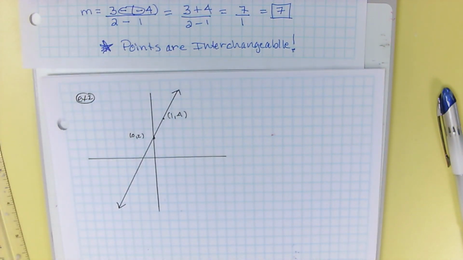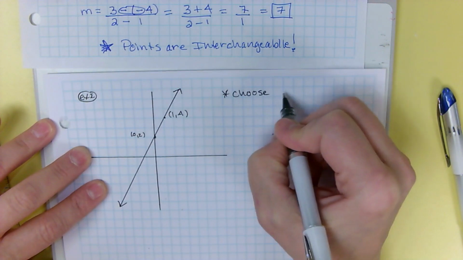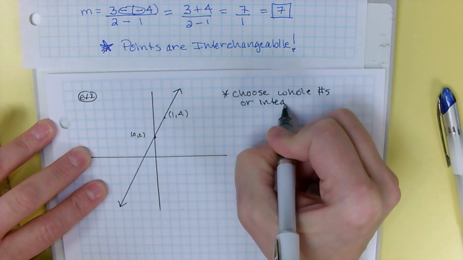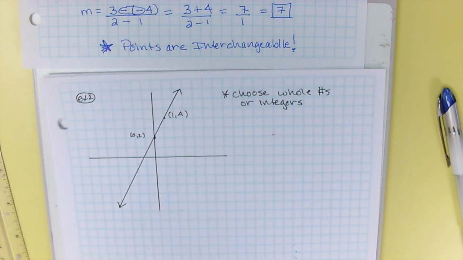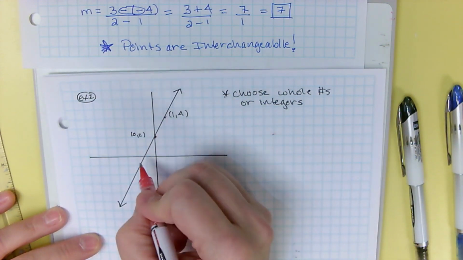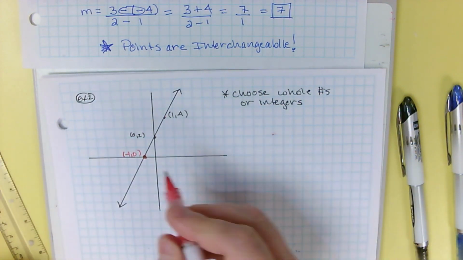Now, in the beginning on the homework, I've actually indicated recommended points to use. The reality, though, is you can pick any 2 points that are on that line. But here's the caveat. You can't pick points that are fractional. So whatever you do for your points, you have to choose whole numbers or integers, however you want to think about it. And there's several choices on this particular line. Yeah, 0, 2, and 1, 4 would work, but I could also do -1, 0. That's a winner.